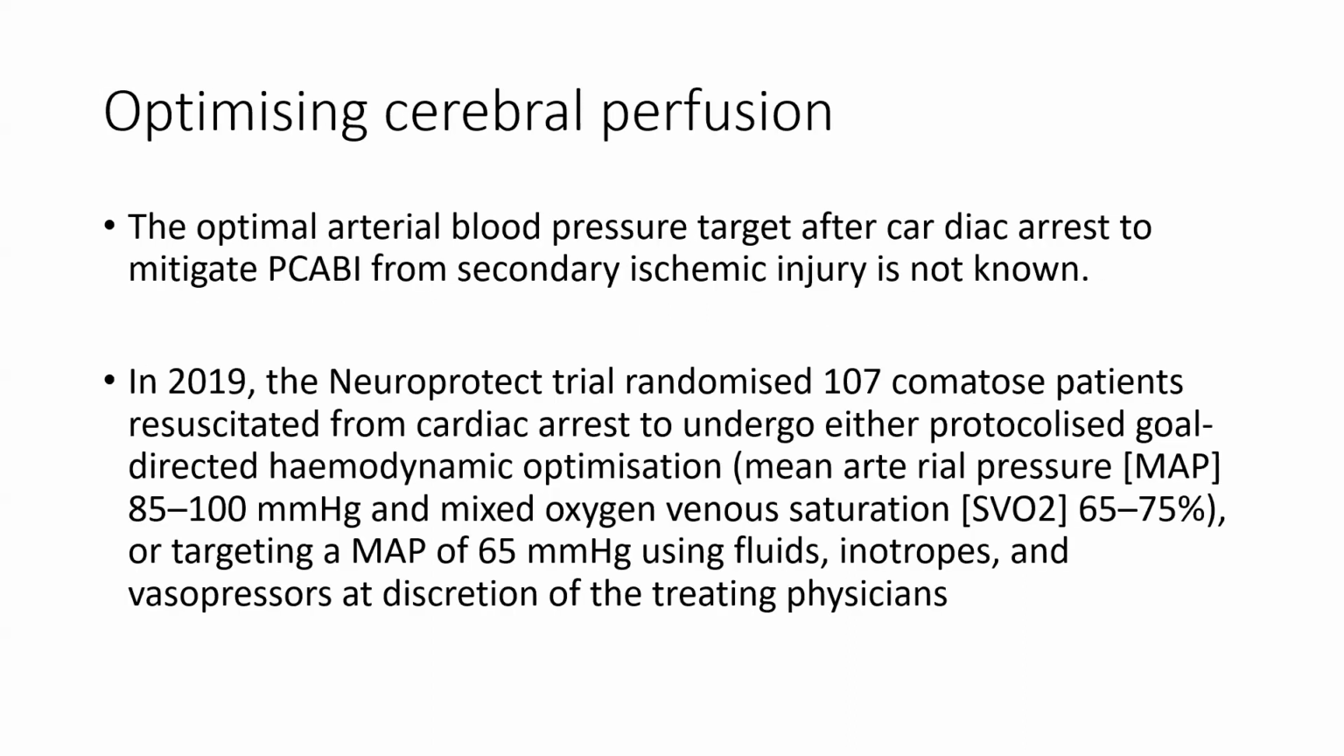Optimizing cerebral perfusion. The optimal arterial blood pressure target after cardiac arrest to mitigate post-cardiac arrest brain injury from secondary ischemic injury is not known. In 2019, the Neuroprotect trial randomized 107 comatose patients resuscitated from cardiac arrest to undergo either protocolized goal-directed hemodynamic optimization, that is mean arterial pressure of 85 to 100 mmHg and mixed venous oxygen saturation of 65 to 75%, or targeting MAP of 65 mmHg using fluids, inotrope, and vasopressor at the discretion of the treating physician.